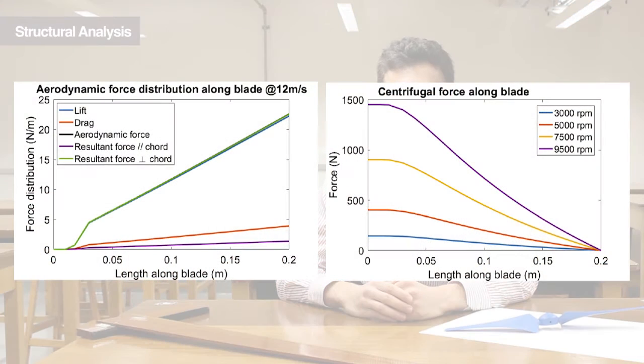After designing the aerodynamics of the blade, we had to check the turbine would not fail during testing. Using MATLAB, the distribution of aerodynamic and centrifugal loads was simulated along the blade, at the maximum testing speed of 12 meters per second, and over a range of RPM. The following assumptions were made to simplify the calculations.